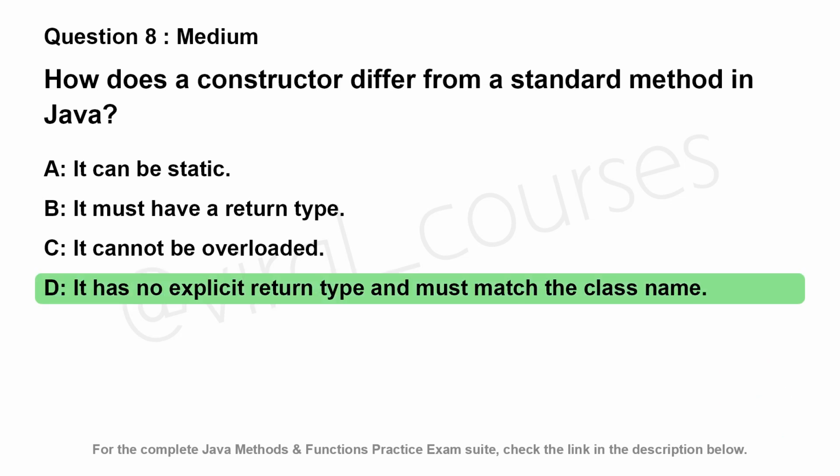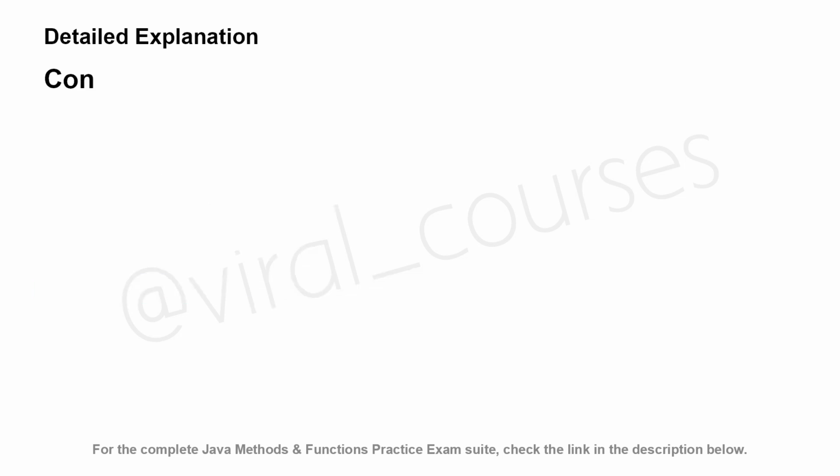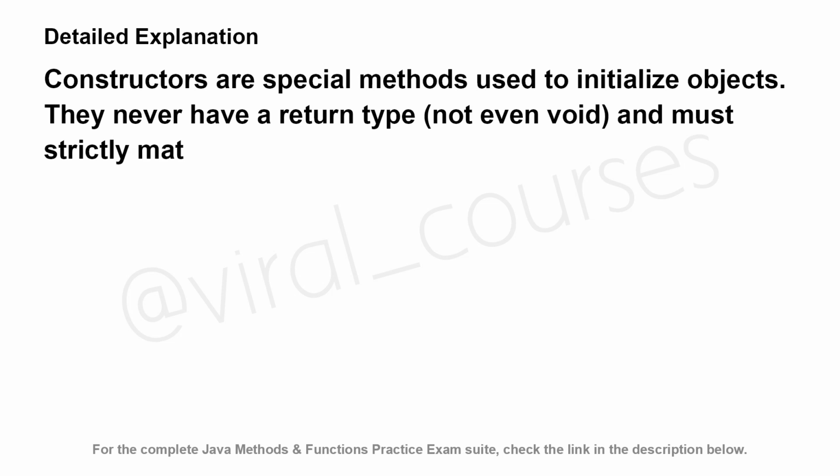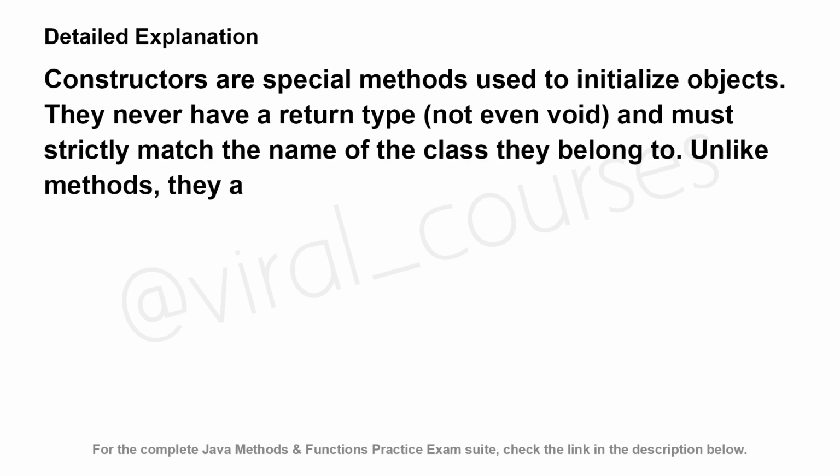The correct answer is D. Constructors are special methods used to initialize objects. They never have a return type, not even void, and must strictly match the name of the class they belong to. Unlike methods, they are called using the new keyword.